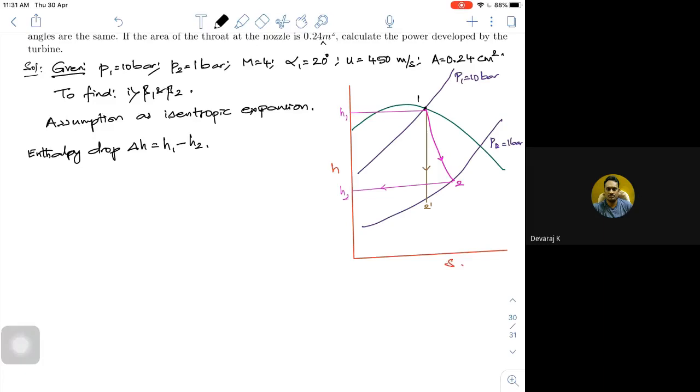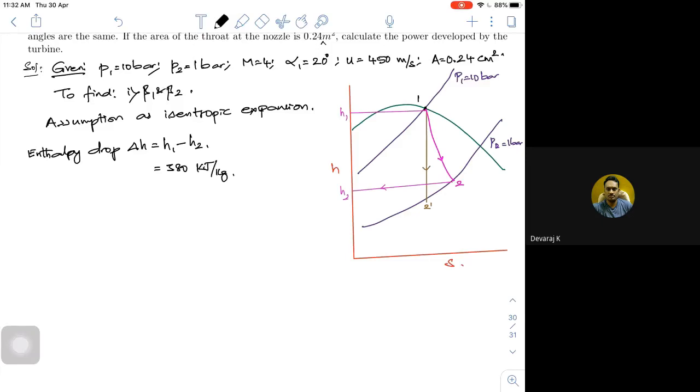Fine. So if I try to find H1 and H2, delta H is roughly around 380. You should cross check these numbers. So delta H is found to be around 380 kilojoules per kg. So that is my delta H.